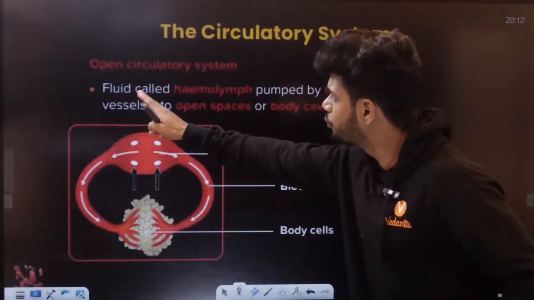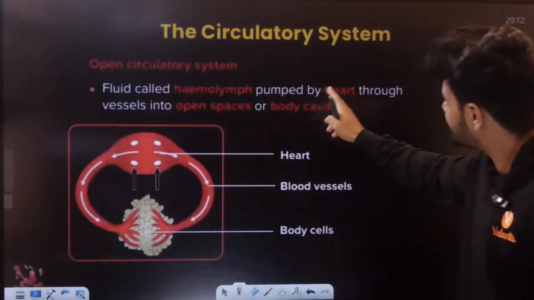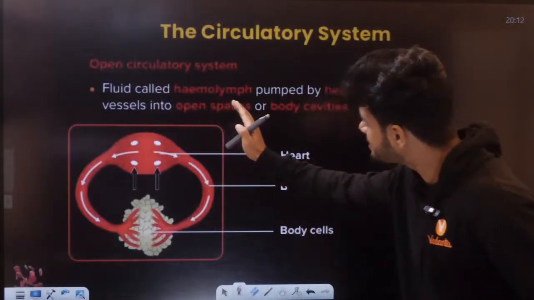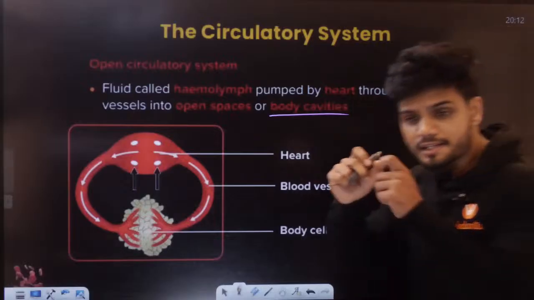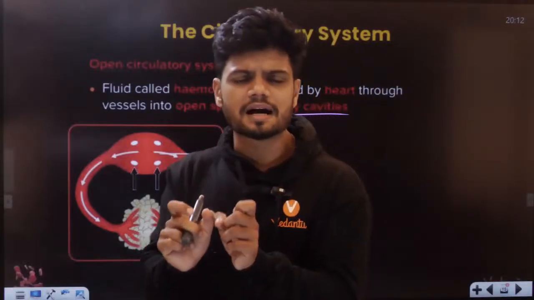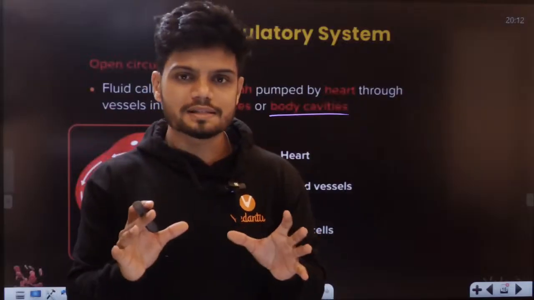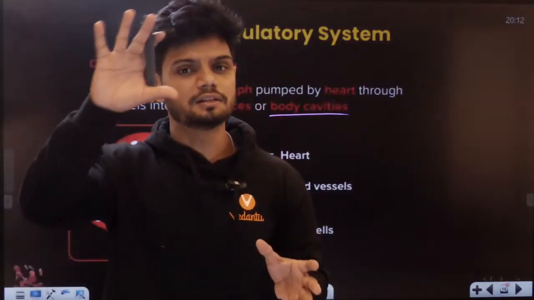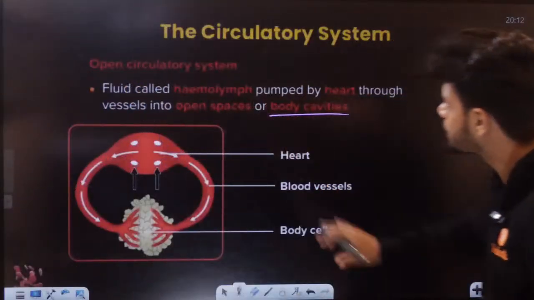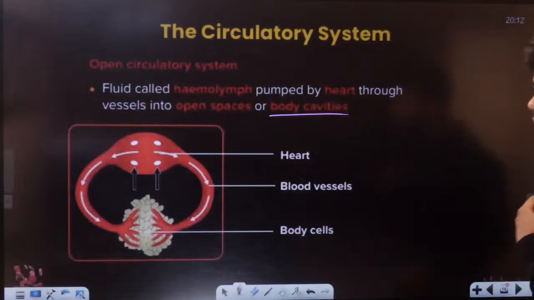Okay, so the fluid called hemolymph is pumped by the heart through the vessels into an open space or body cavity. All the blood is coming out like this into the body cavity. So all the organs are completely covered by the blood. Now that is called as what, students? That is called your open system, students.